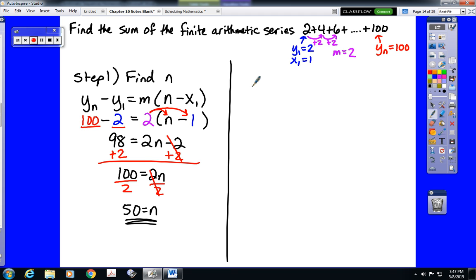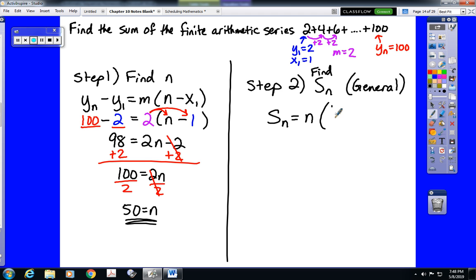Now that's not the answer to the question. We need s sub 50. So now we're going to go find s sub n. And again, we are going to be using the general form of the equation. So s sub n is n times y1 plus yn divided by 2. That is s sub 50 equals 50 times 2 plus 100 divided by 2.